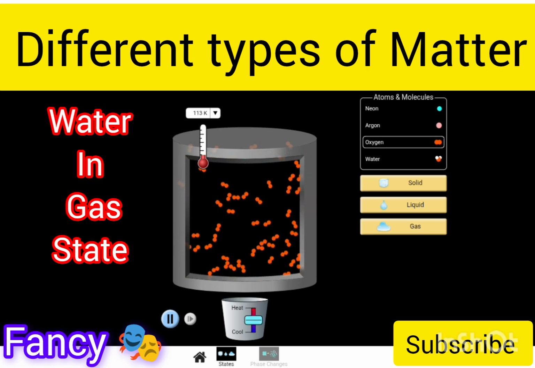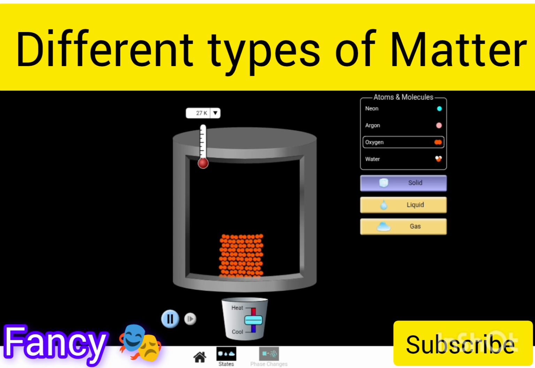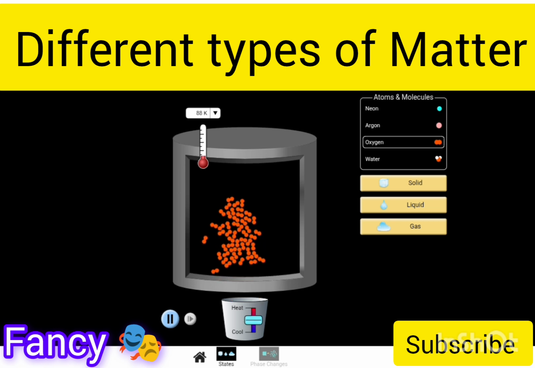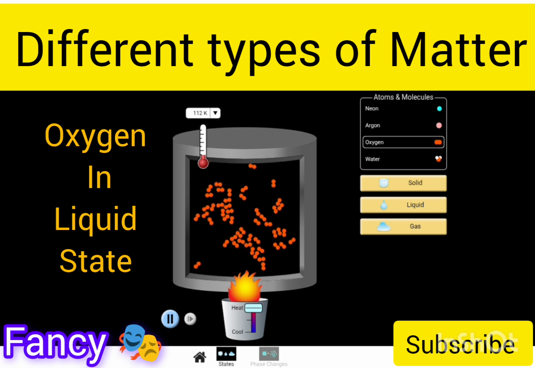Now let me take the oxygen. Look at the oxygen. I'm going to take the oxygen in the solid state. Now in the solid state, as I said, the atoms are very close to each other. Now I'm going to apply the heat. What happens? Slowly the molecules will move a little bit away from each other. Now, shall we select the liquid state of the oxygen? Applying the heat, what happens? The molecules are moving a little apart from each other. Is there any change in the temperature? Yes, the temperature is slowly rising.